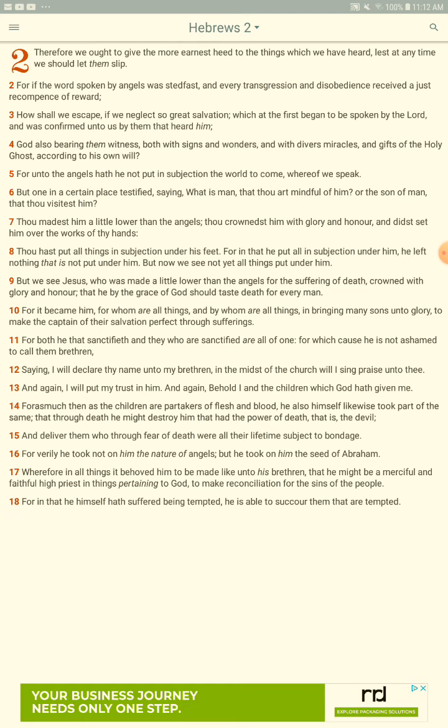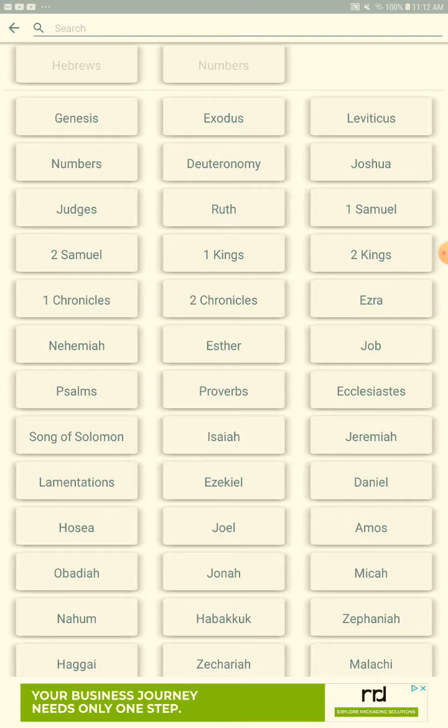The seed means there has to be a biological connection, and the only way you can have it is through the father.